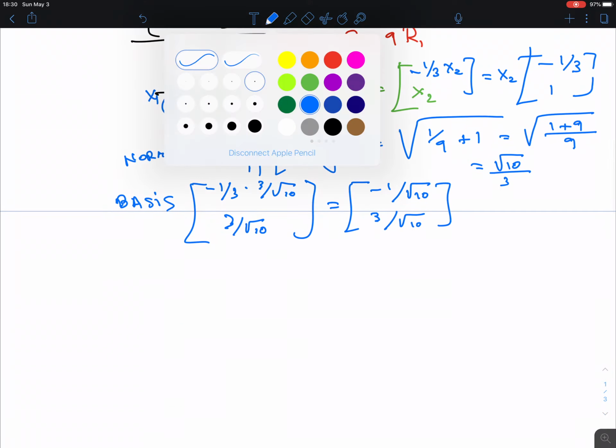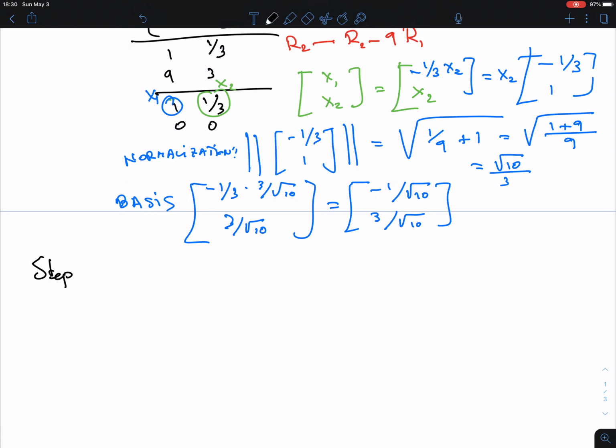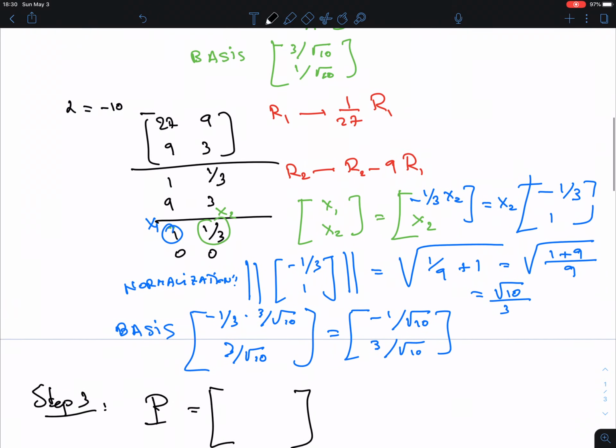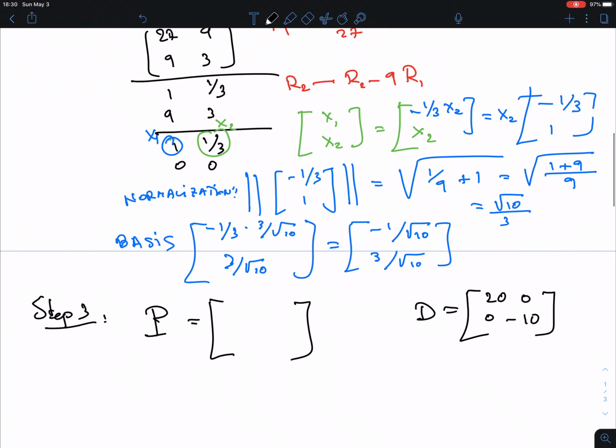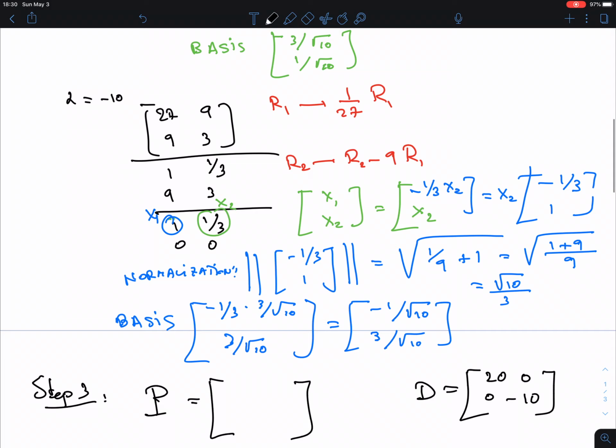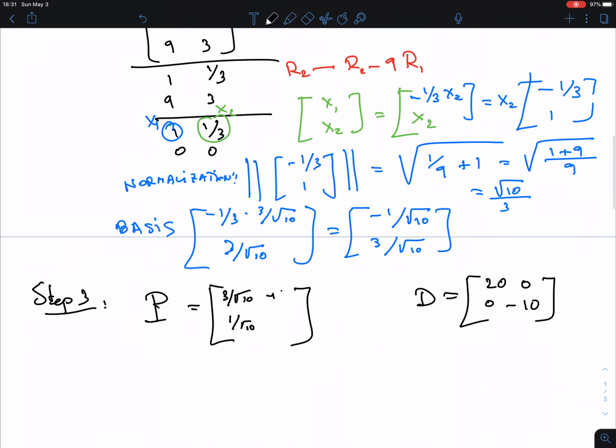So the last step for orthogonal diagonalization is, what is P? Well, P are my basis vectors that I have, and D is the corresponding matrix. I put 20 first and then minus 10 second, so that's what I get. And where is P? Where are my basis vectors? This one is here, 3 radical 10, 1 radical 10, and then here it is minus 1 radical 10, and 3 radical 10. And that's all that you need to do, right?